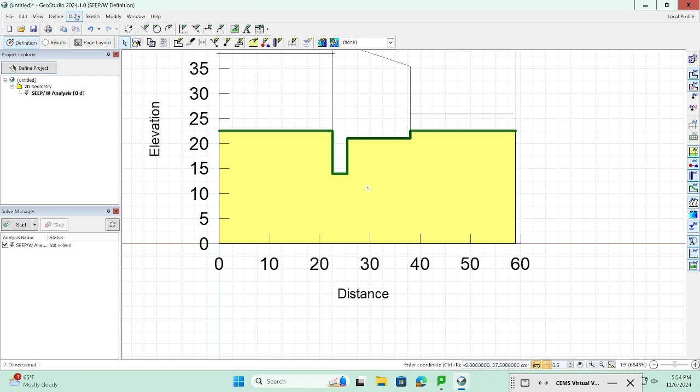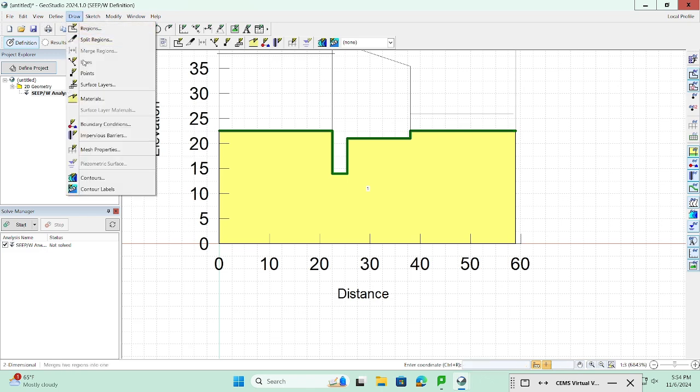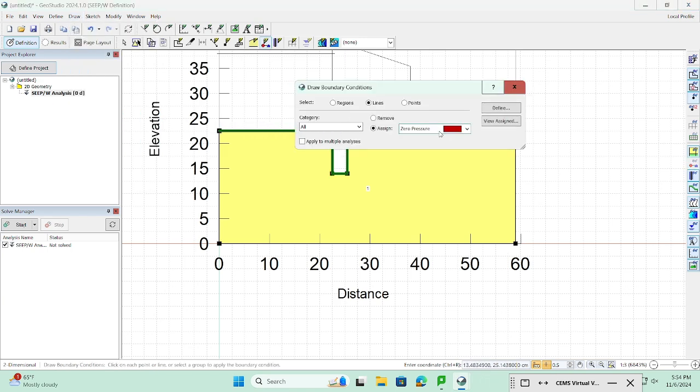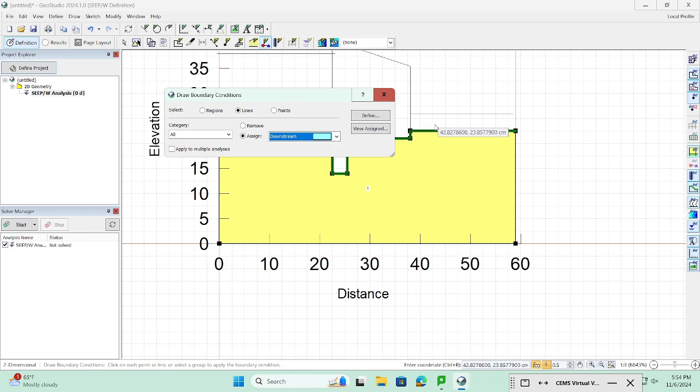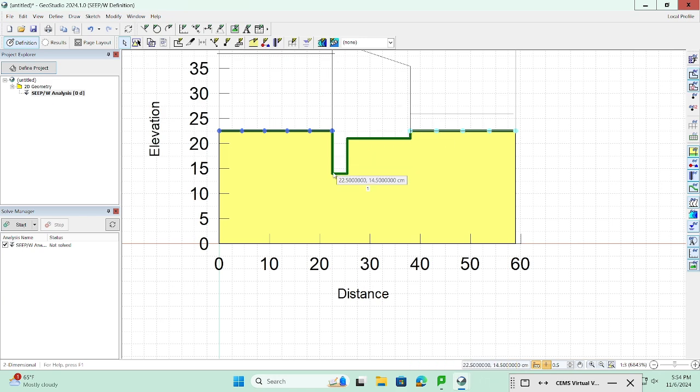I will apply these boundary conditions. Go to Draw, Boundary Conditions, choose upstream. Okay, and where is the upstream here? It's here. And then choose from the list the downstream, move this and click here. That is your downstream, and you can see again the two colors of both upstream and downstream. What is the next step?